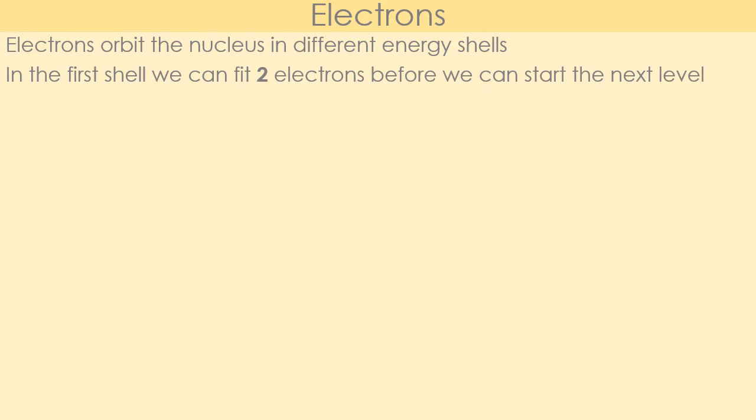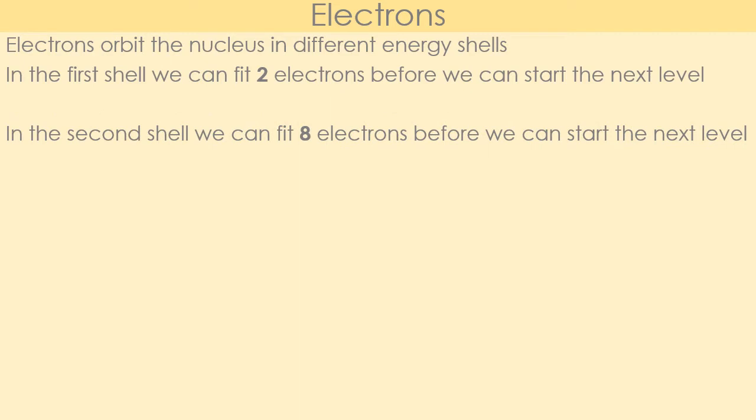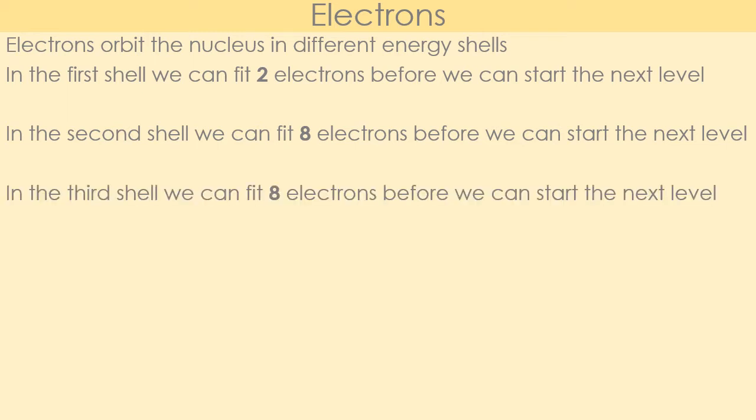In the first shell, we can fit 2 electrons before we start on the next level up. In the second shell, we can fit 8 electrons before we can start on the next level. In the third shell, we can fit another 8 electrons before we start on the next one.